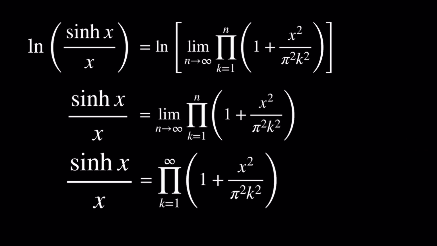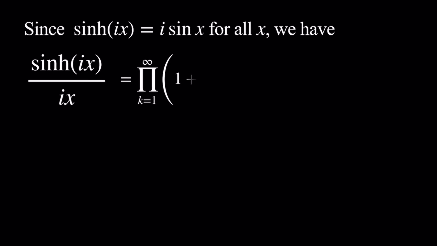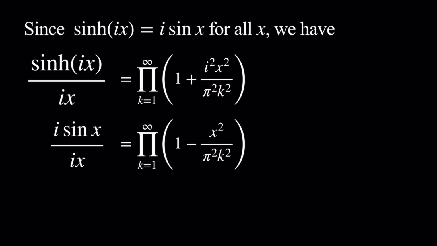So we're going to replace x with ix. I use the fact that hyperbolic sine of ix is equal to i times sine of x. And then we can cancel the i on top and bottom, and we end up with sine of x over x equals the product as k goes from 1 to infinity of 1 minus x squared over pi squared times k squared. So now we just have to multiply everything by x. If we multiply by x, we get exactly the desired identity.